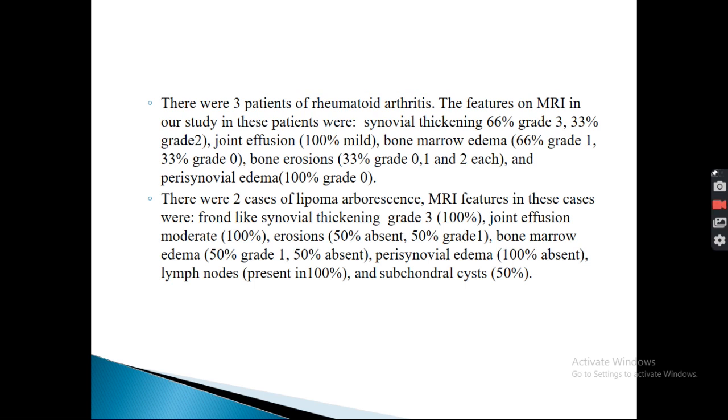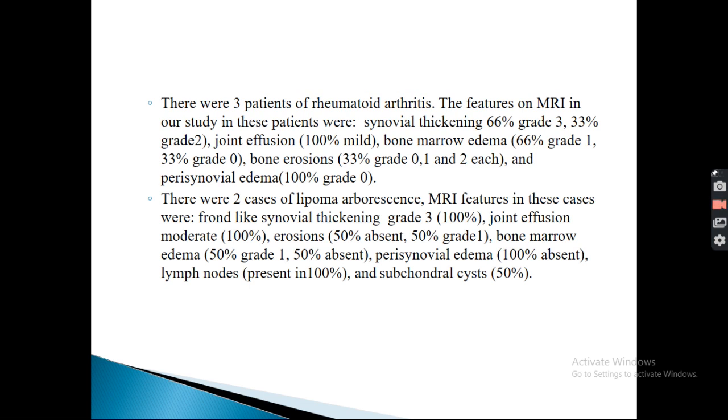There were 3 patients of rheumatoid arthritis. The features on MRI in our study in these patients were synovial thickening, 66% were grade 3, 33% grade 2. Joint effusion, 100% were mild. Bone marrow edema, 66% grade 1, 33% grade 0. Bone erosions, 33% each grade 0, 1 and 2. And perisynovial edema, 100% were grade 2, 0.